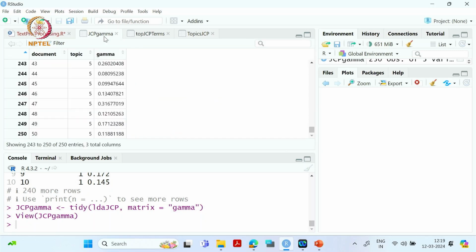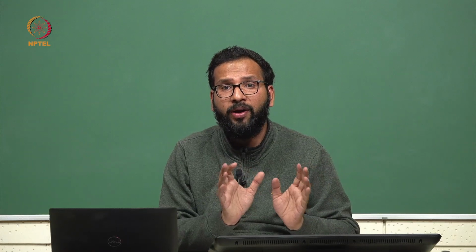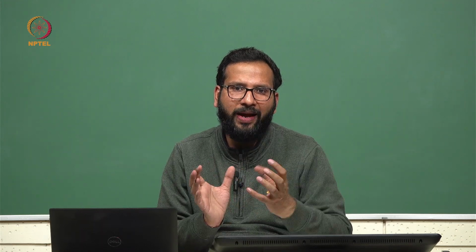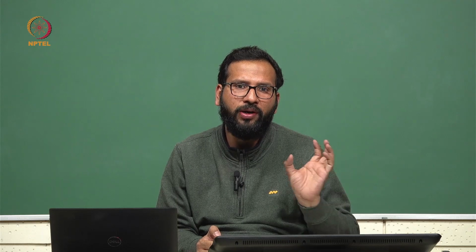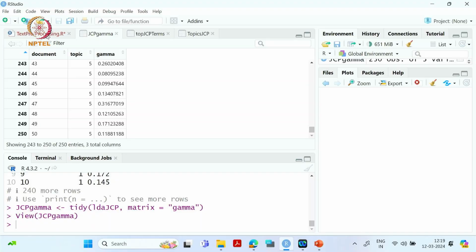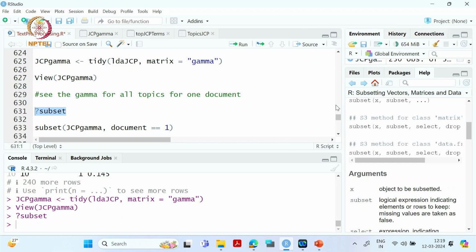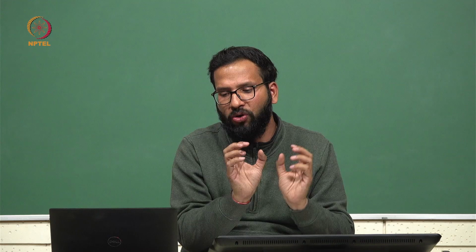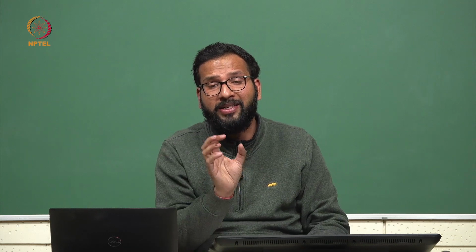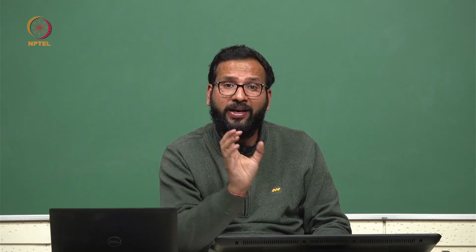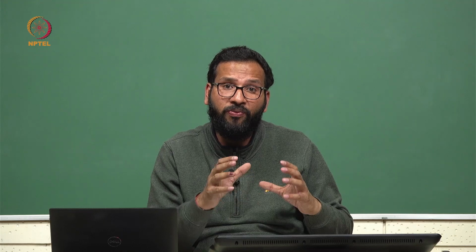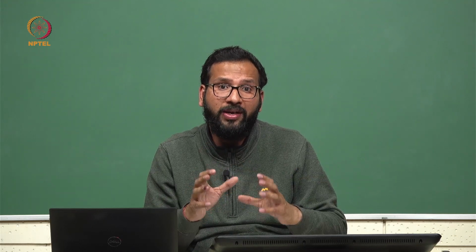So now we want to know the gamma score for document 1. How will we do that? We will extract only the gamma score for document 1. For that we will use a function called subset. What does subset do? We can check with the question mark. Subset basically extracts a small portion of the data based on a particular condition, okay. Here our condition is that among the 250 entries we want only those where document 1 is there, okay.